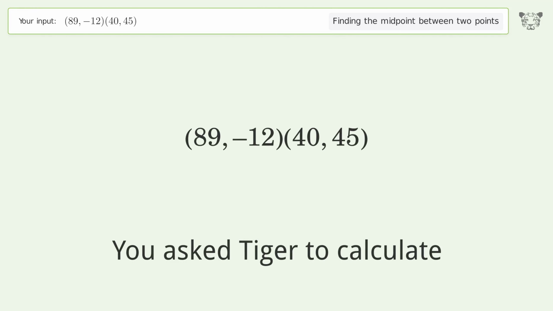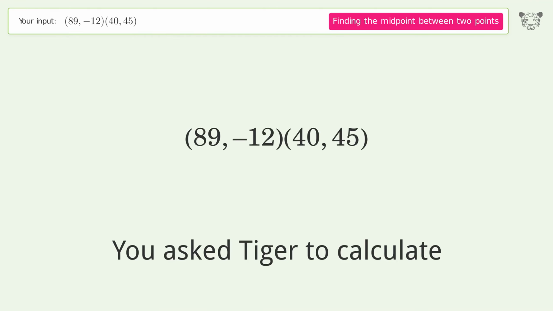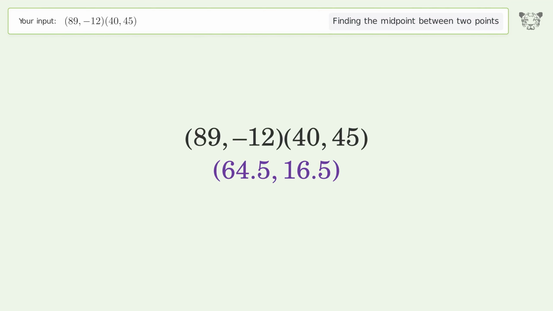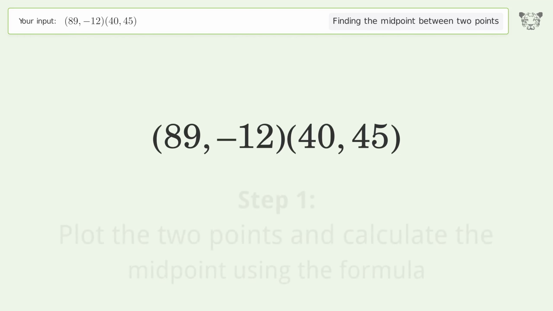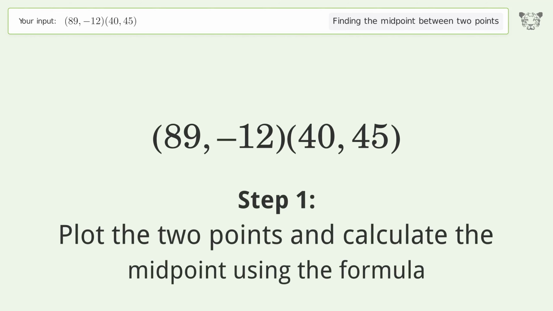You ask Tiger to calculate. This deals with finding the midpoint between 2 points. The midpoint between the 2 points is 64.5, 16.5. Let's solve it step by step. Plot the 2 points and calculate the midpoint using the formula.